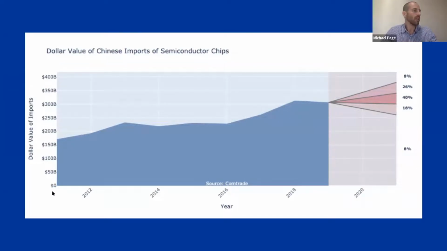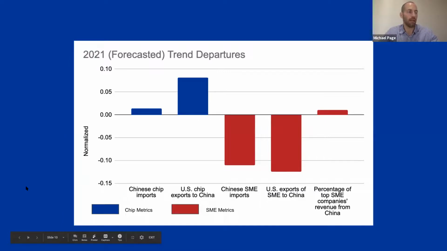What we're doing now is exactly what we did for 2018, but instead of using actual data, we're using forecast data. And this is what we have. Now, this chart is a bit misleading because the y-axis is an order of magnitude smaller than the y-axis for 2018. So I think the best way to understand this is the crowd currently does not project much trend departure for 2021. We expect these metrics to proceed as we would expect based on the historical data. We see a little bit of an expectation that there will be an increase in China's access to foreign chips and a decrease in China's access to foreign SME. But I think time will tell whether these patterns persist.